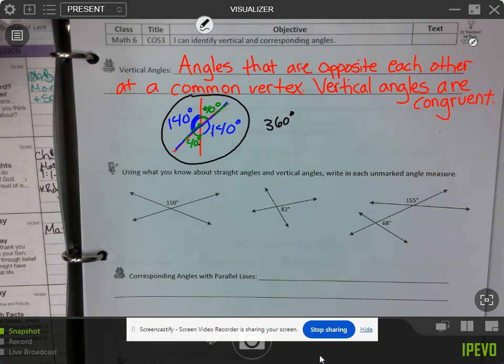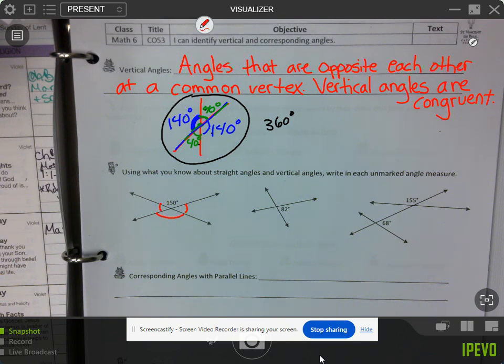So, using what you know about straight angles, what degree measurement are they? 180, you are correct. So using what we know about those straight angles, and now what we know about vertical angles, write in each unmarked angle measure. So if we have 150 here, we need to write what this measurement is, what this measurement is, and what the big measurement is. So we know vertical angles are congruent.